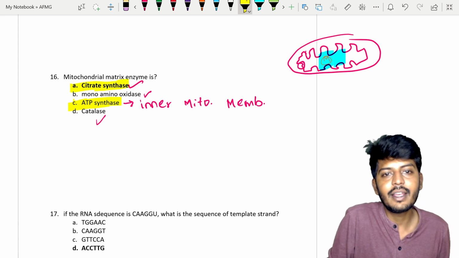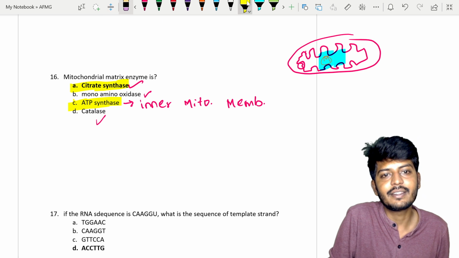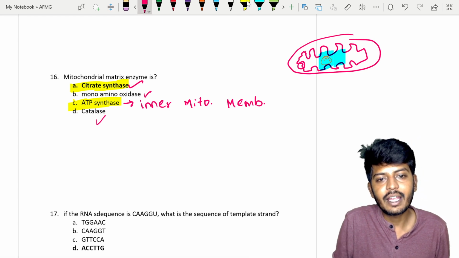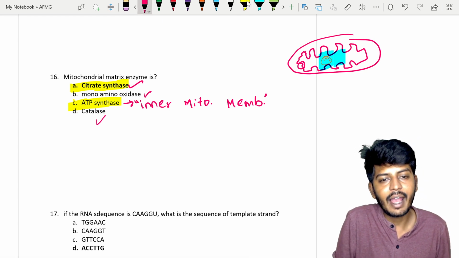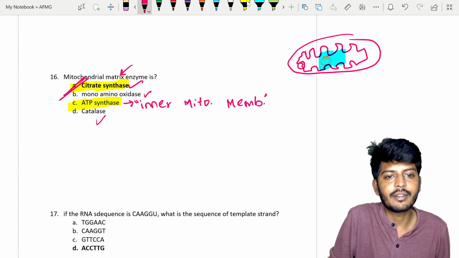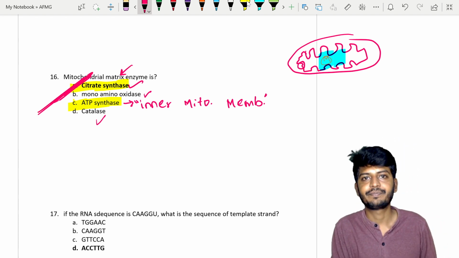So, ATP synthase is the enzyme which is located in the inner mitochondrial membrane. But here they have asked about the matrix. So, the correct answer is citrate synthase.